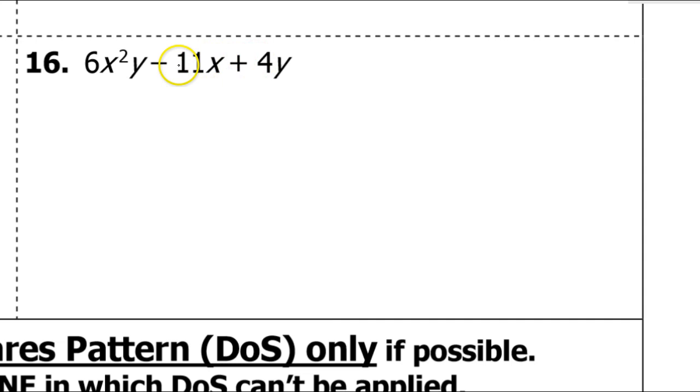Other than the number 1, what's the biggest number that divides into 6, 11, and 4? Well, there is no number other than 1 that divides into 6, 11, and 4. 11 is a prime number. It's only divisible by 1 and 11. And 11 doesn't go into anything else. So there are no numbers in the GCF. There will be no variables. So there is no GCF. So this is prime.